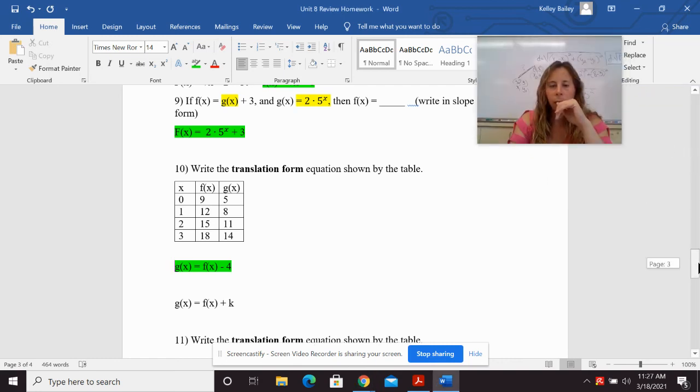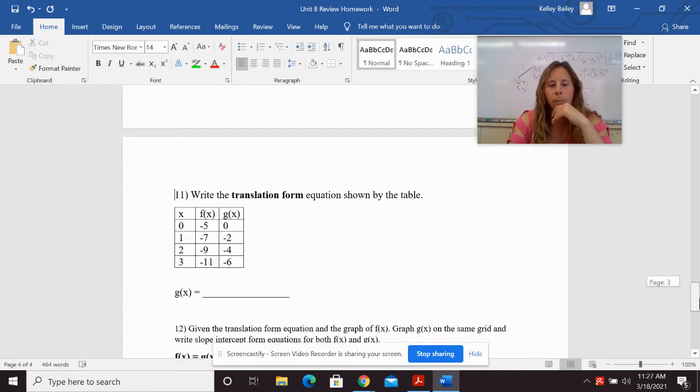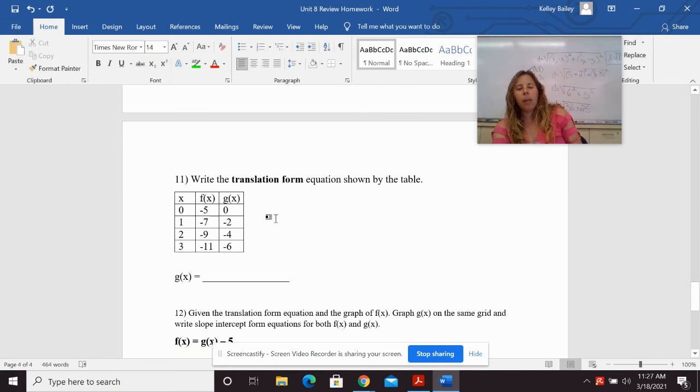Moving right along. Number 11, same thing. Write the translation form equation shown by the table. So from f of x to g of x, what's happening? We are going up 5. From -5 to 0, that's plus 5. From -7 to -2, that's plus 5. -7 plus 5 is -2. -9 plus 5 is -4. -11 plus 5 is -6.